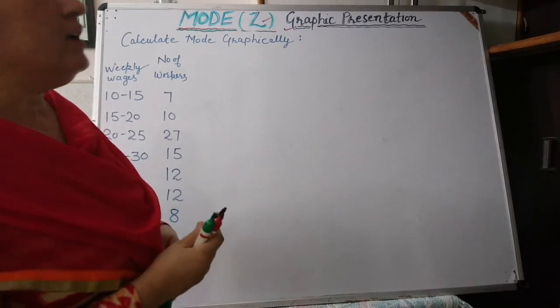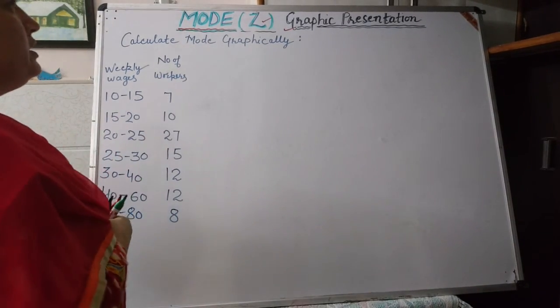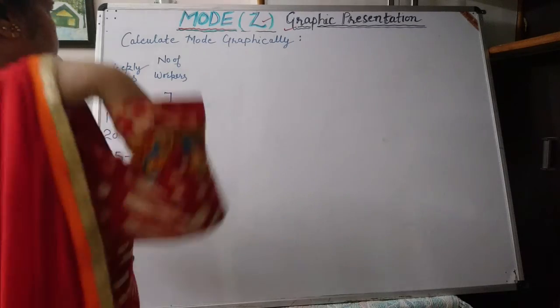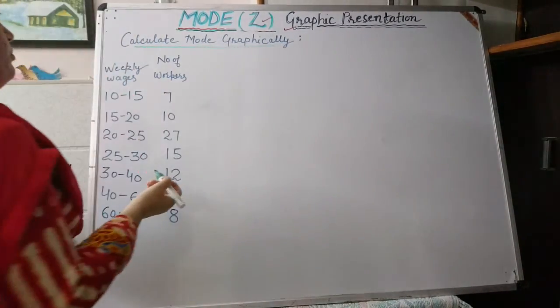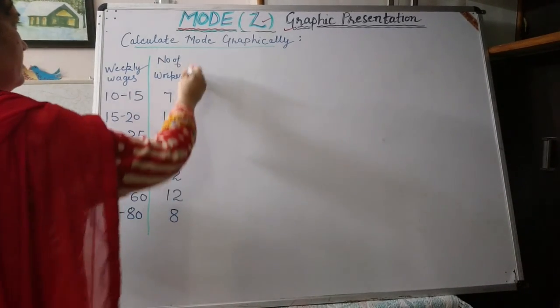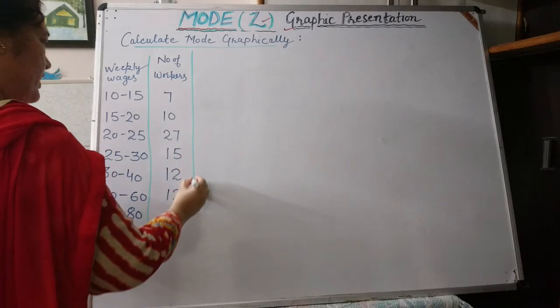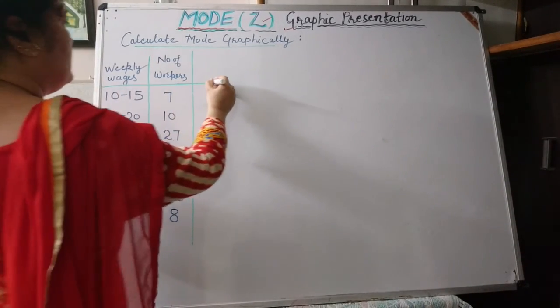In this video we will clear one more assignment of graphic presentation of calculation of mode. Here the statement is given. We have to compute mode graphically. In the statement, the values of x and f are given. Wage values and number of workers are given.